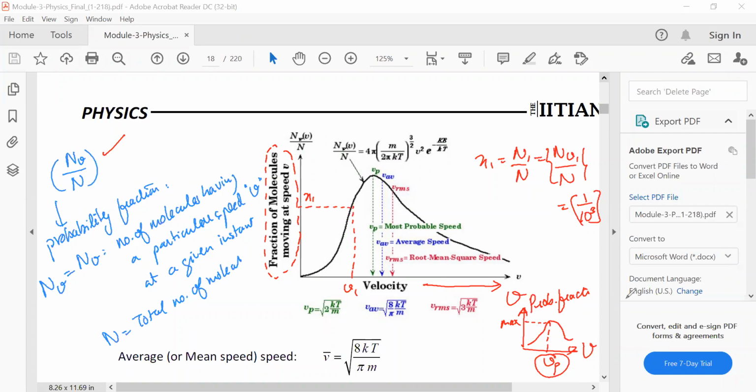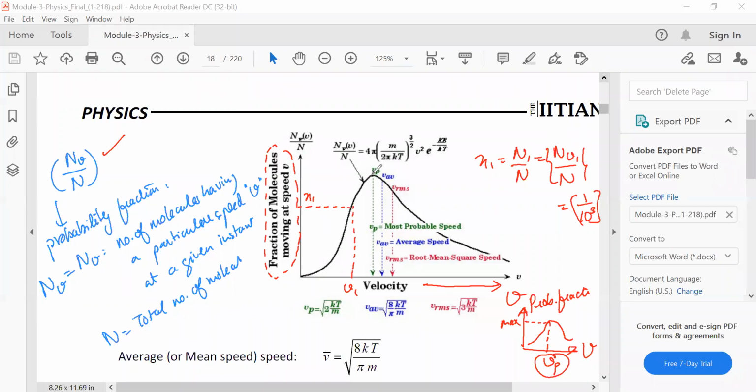Don't worry about the exponential formula. We'll come back to that. First, understand the meaning of each of the terms. What is the y-axis and what is the x-axis? If it is 1 by 10, that means 1/10 or 10% of the molecules in my sample are moving with that particular velocity. Whatever the value of this fraction on the y-axis, that is the probability factor. If it is 1 by 1,000, that means it's 0.1%. If it is 1 by 10, that means it's 10%, or 1 in 10 molecules are having that particular velocity.